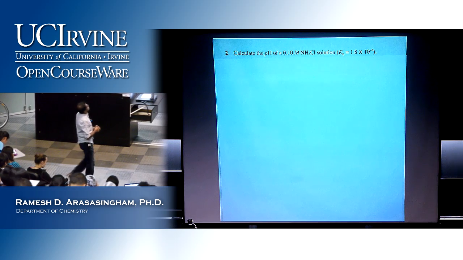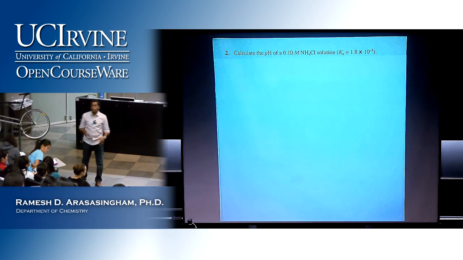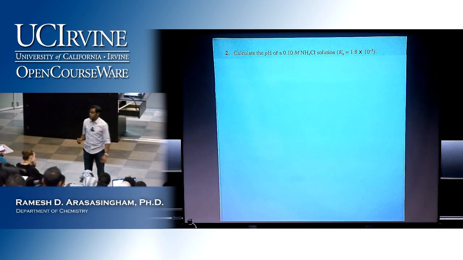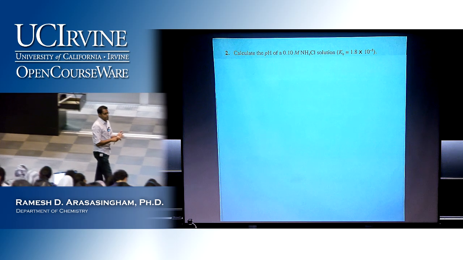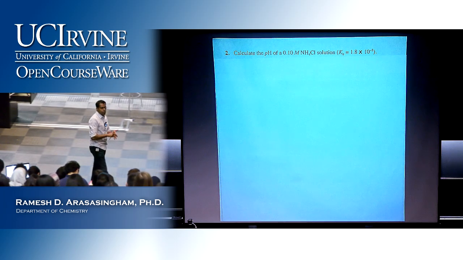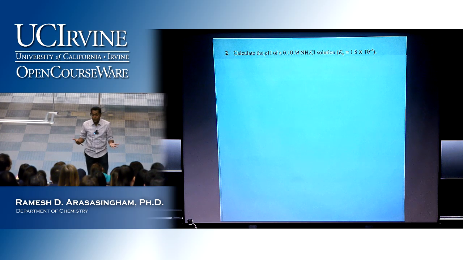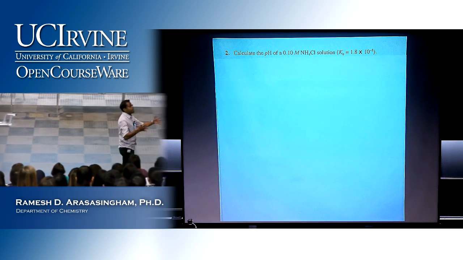So in this example, we are asked to calculate the pH of a 0.1 molar ammonium chloride. Your starting point is to look at the substance that's given to you. You ask yourself, overall, is that substance a weak acid, strong acid, weak base, strong base, polyprotic, or is it a salt? Because those are all the examples that we've looked at. So when you look at that compound, how would you categorize that?